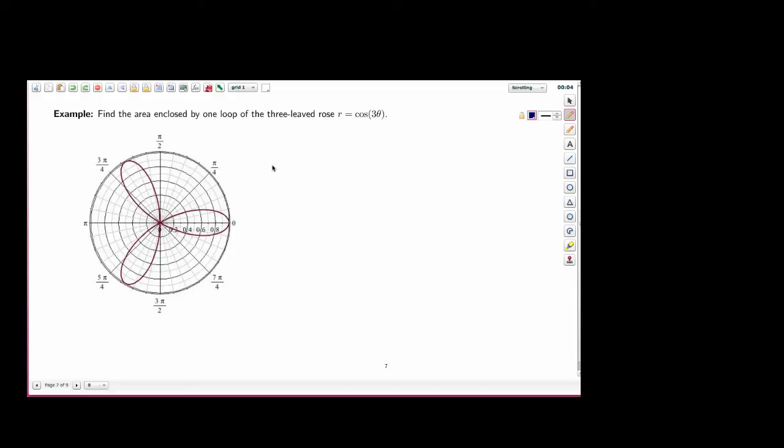In this lesson, we're going to find the area enclosed by one loop of the three-leaved rose r equals cosine 3 theta. The first thing we'll remember is our formula for the area, which says the area is the integral from a to b of 1/2 r squared, so 1/2 cosine squared 3 theta d theta. So our key is to figure out the bounds of integration a and b.